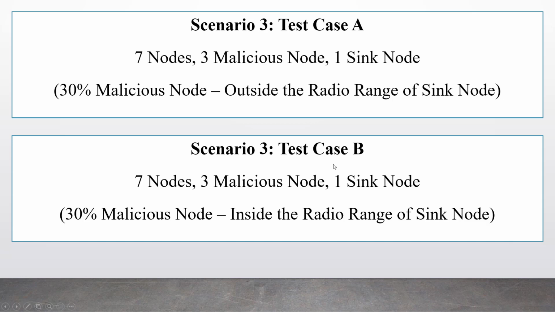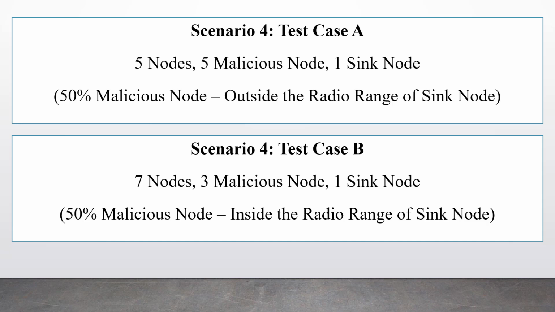Then in test case B, the same 7 nodes we are going to have, 3 malicious nodes and one sync node. Here all the 3 nodes I'm going to keep inside the radio range of the sync node. So this will have more impact compared with this. The malicious nodes can communicate directly with the sync node, so it will affect your network. It will affect the topology badly, severely.